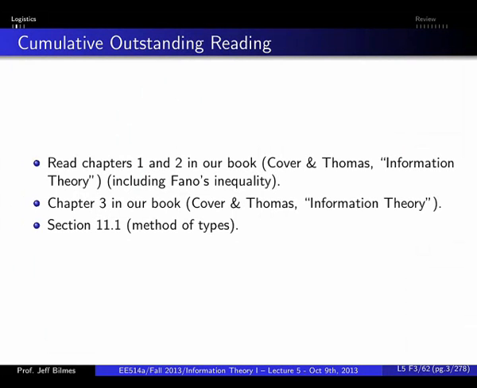Okay, so in terms of reading, we should have read chapter 3 in this book. Also, what we're going to be doing today is covering the method of types, which is actually in chapter 11, section 1. You might think, why are we doing chapter 11 first? Because it's a generalization of the asymptotic equipartition property, and it's a nice thing to do right after. It doesn't really depend on anything before, other than the asymptotic equipartition property. So we're going to do section 11.1 next.